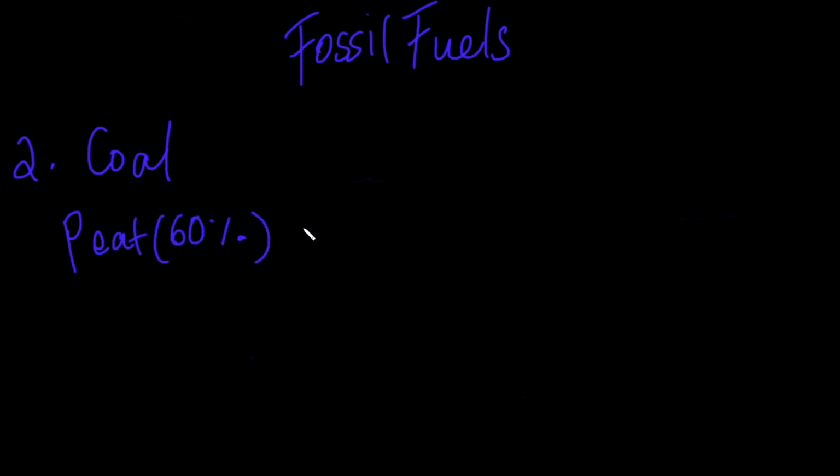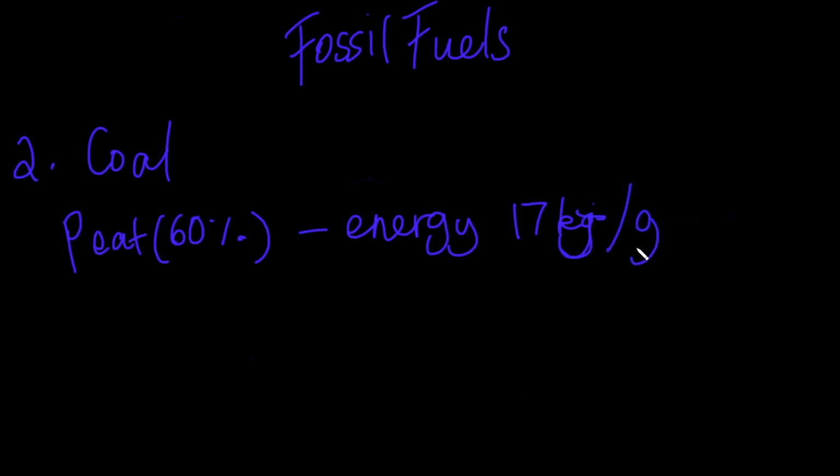Okay, the second fossil fuel that they really want you to know about is coal. Now, coal is also pretty straightforward. The main thing with coal is that there are different types of coal. Not all coal was created equal, so to speak. It really relates to how much carbon is within the coal. So you have peat, which is roughly about 60% carbon. And this has an energy content of roughly 17 kilojoules per gram.